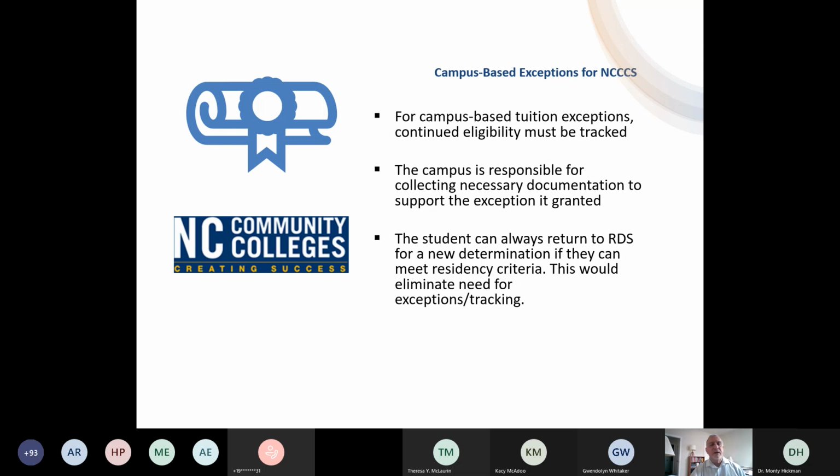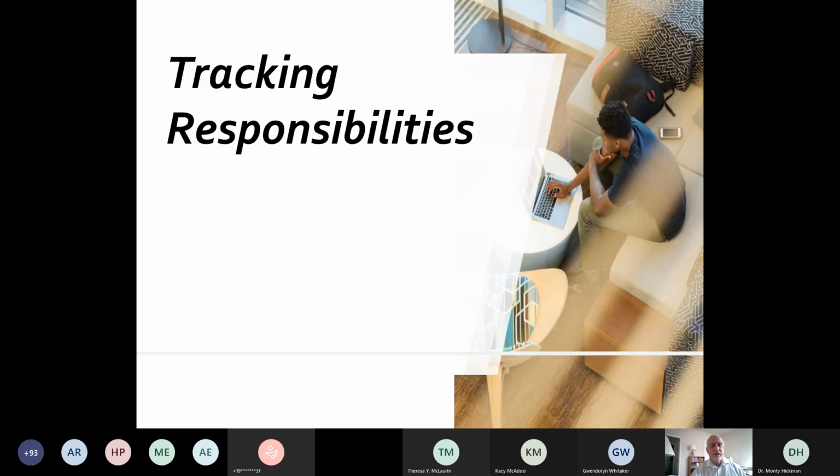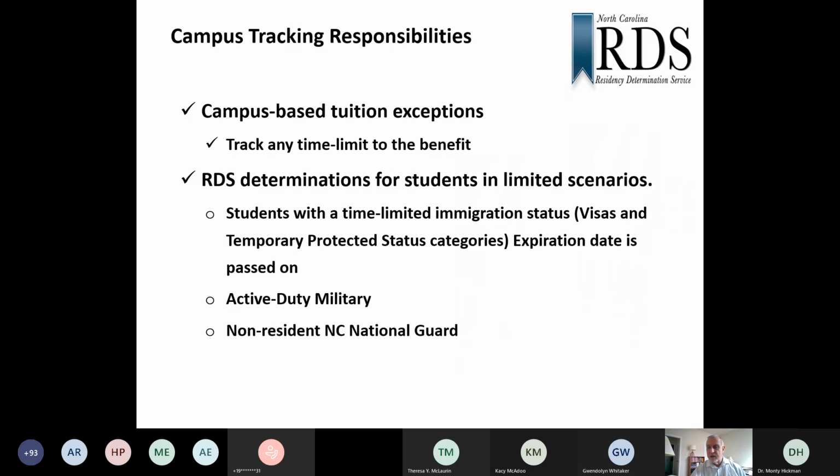If you have a student who has any of these exceptions, again, especially after a year, you might want to encourage them to come back to RDS, because if they at that point meet the regular criteria, you won't have to worry about exceptions, won't have to worry about tracking. And again, it's in their best interest because it opens up the possibility of state grant eligibility. Okay. So that's kind of it with exceptions.